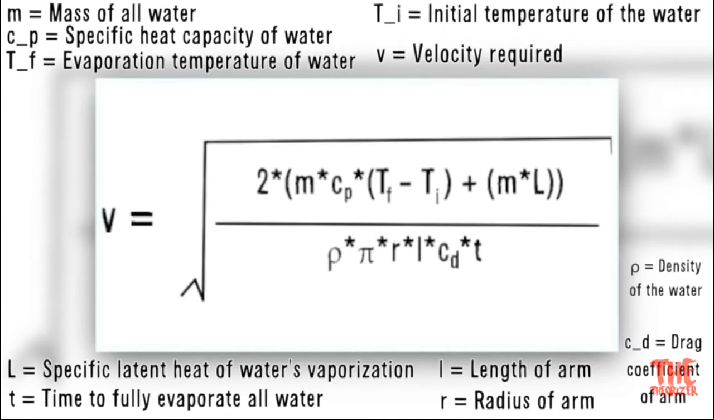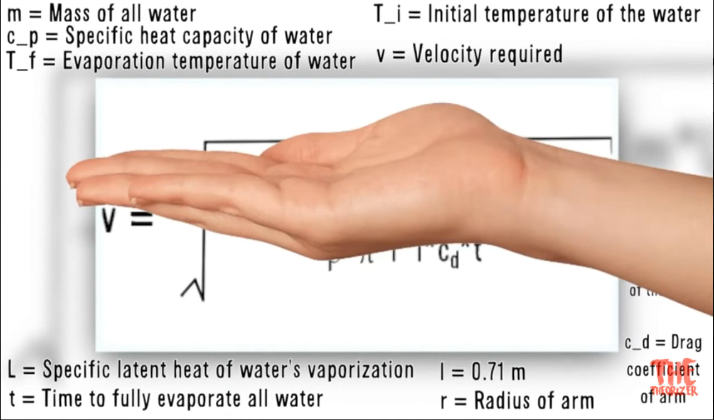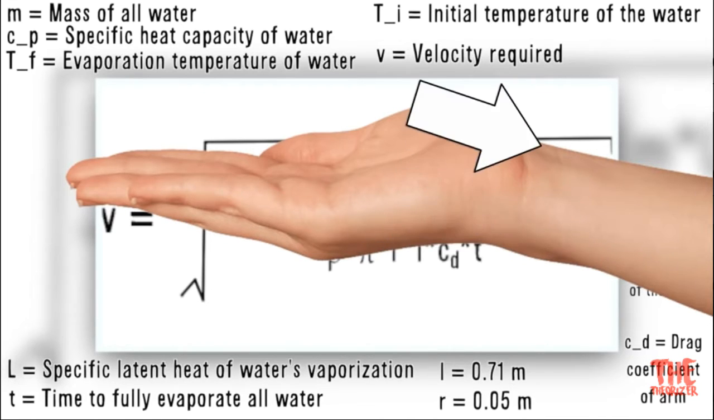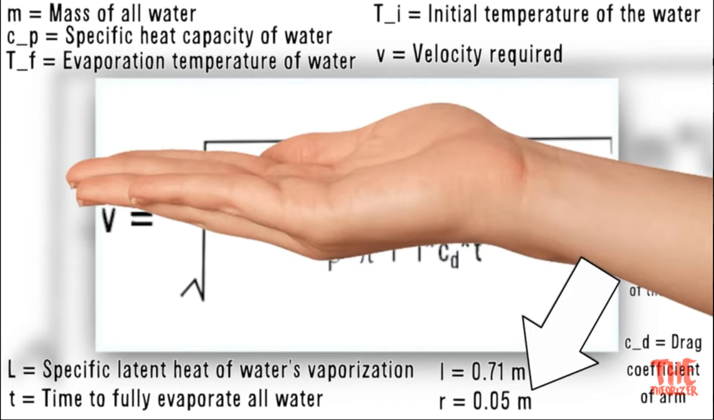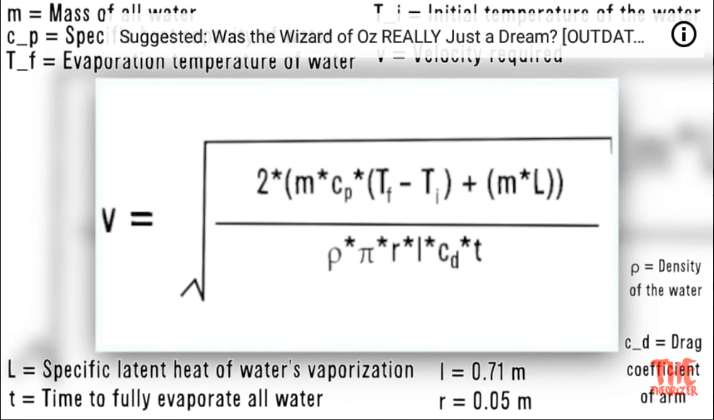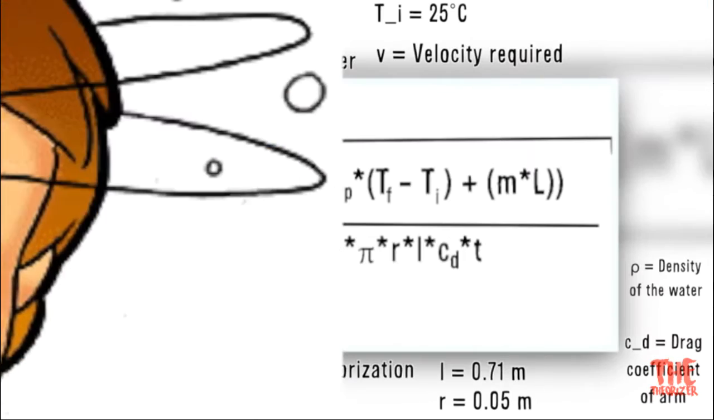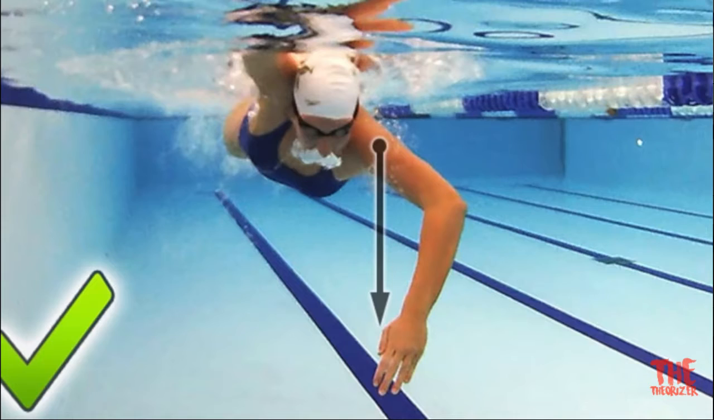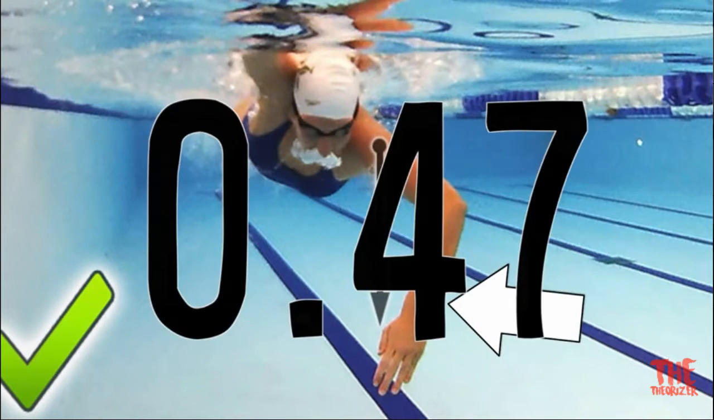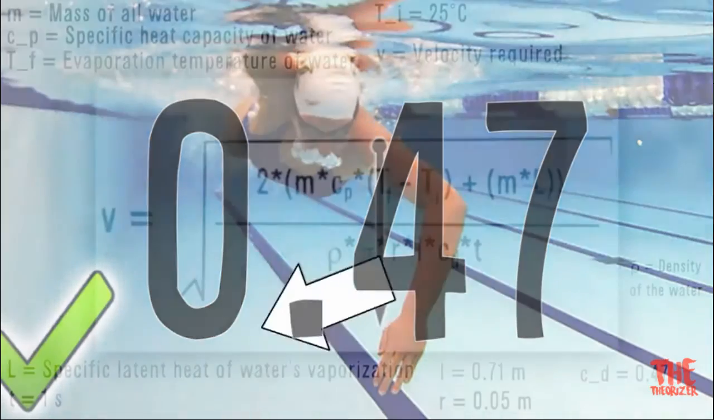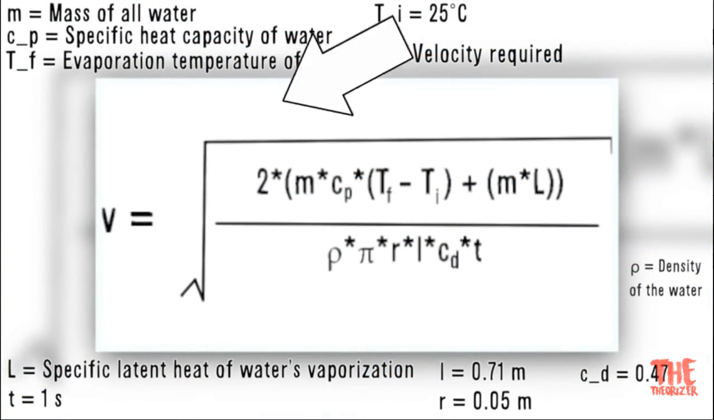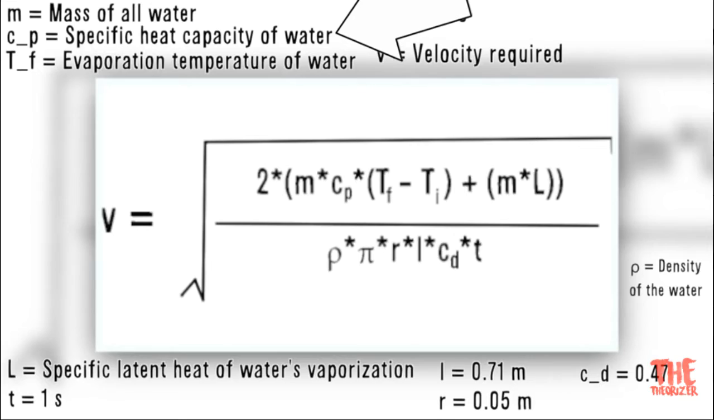It's very easy. Average arms are 28 inches long, or 0.71 meters. They are 4 inches wide, or have a radius of 0.05 meters. I'm assuming you'll be able to vaporize all the water in just 1 second, and that the pool is at room temperature, 25 degrees Celsius. Now it gets a bit trickier. The drag coefficient of an arm like this is 0.47, or at least according to online sources it is. And these two heat values are also able to be looked up.